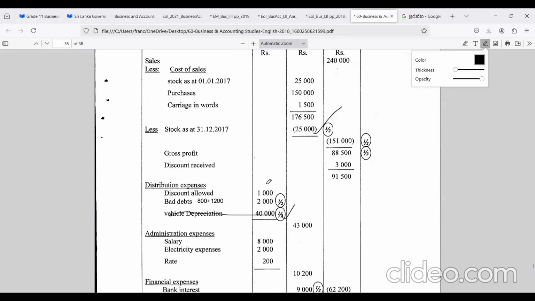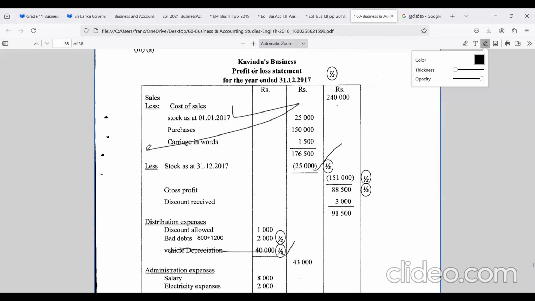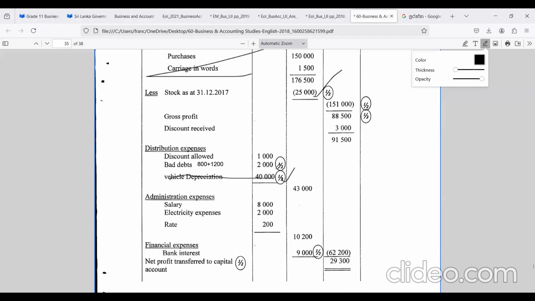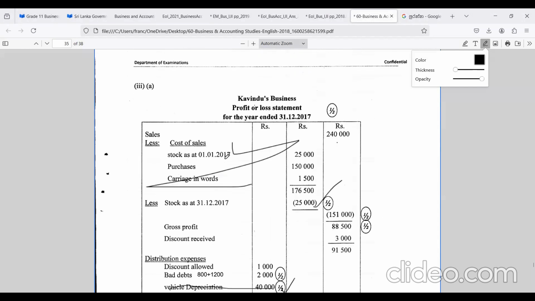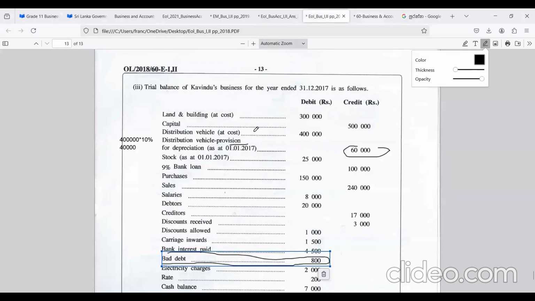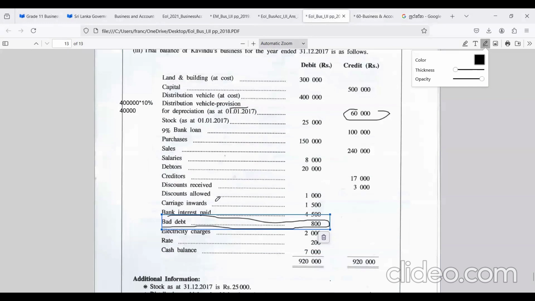Now, if you see properly, marks are given only for the adjustments in the paper. No marks are given for the opening stock and purchases. It doesn't mean don't do this, but if you do not have enough time, at least do the adjustments and the accounts. You will get at least 3 or 4 marks. Even though you write the opening stock, purchases, carriage inwards, no marks are given for those. They will give the marks for the cost of sales and gross profit. To get the cost of sales and gross profit, you need those, right?